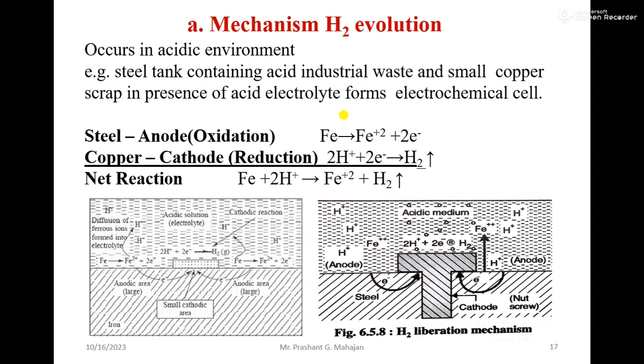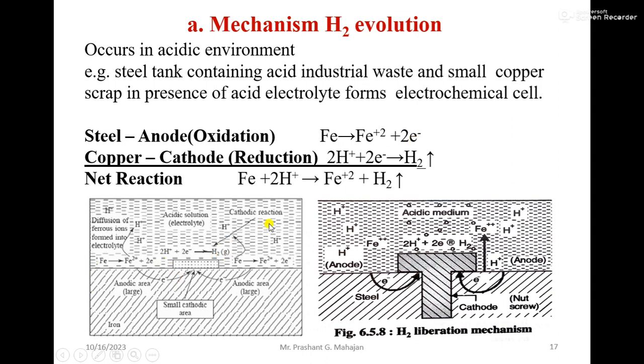Iron or steel will be acting as anode, copper will be acting as cathode, and the acidic environment will be acting as electrolyte. So you can see here, this is the steel tank and there is a copper scrap present, and acidic waste is present in the steel tank. So this steel will be acting as anode, that means oxidation occurs at anode. So Fe will give you Fe2+ and 2 electrons. So those 2 electrons will go to the copper.